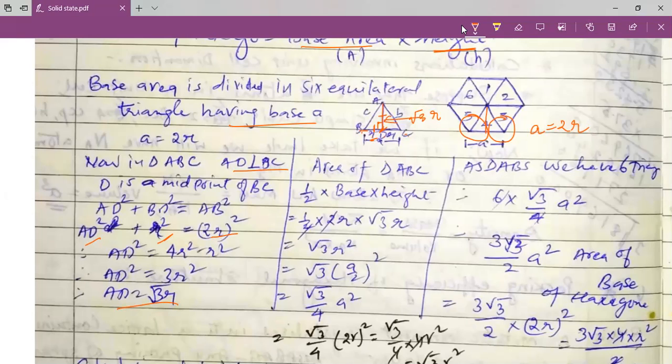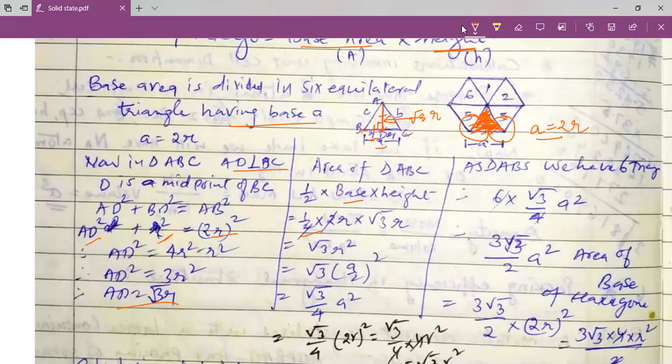Now area of triangle. Area of triangle is equal to 1 by 2 base into height. Your 1 by 2 is 1 by 2. Your base is 2R, A is equal to 2R. Multiplied by height. Height is your square root of 3 R. So it is 1 by 2 multiplied by 2 is equal to 1. So it is root 3 R square. This is the area of triangle ABC. So when we calculate this, we have the area of the triangle ABC.